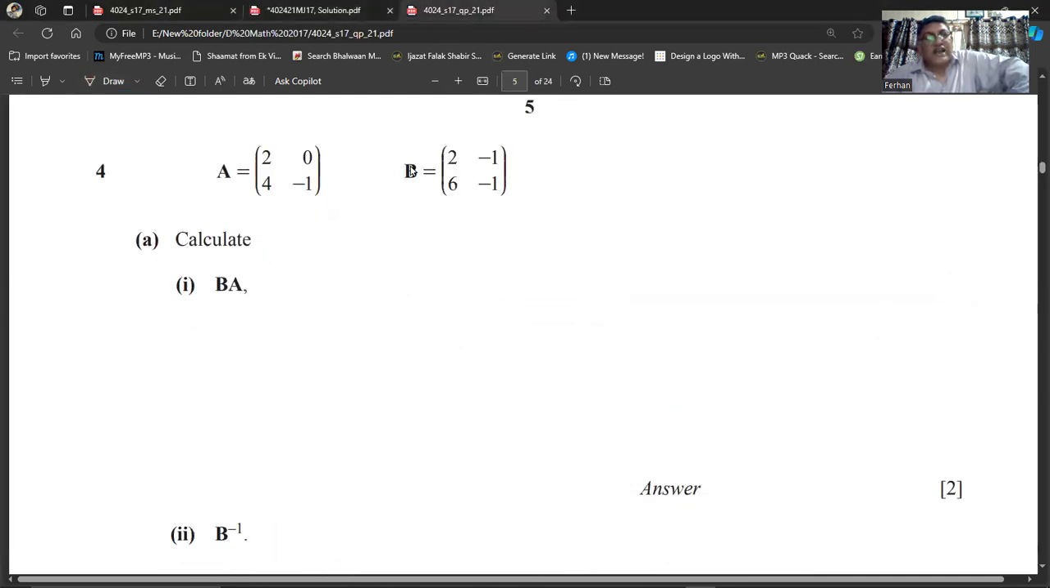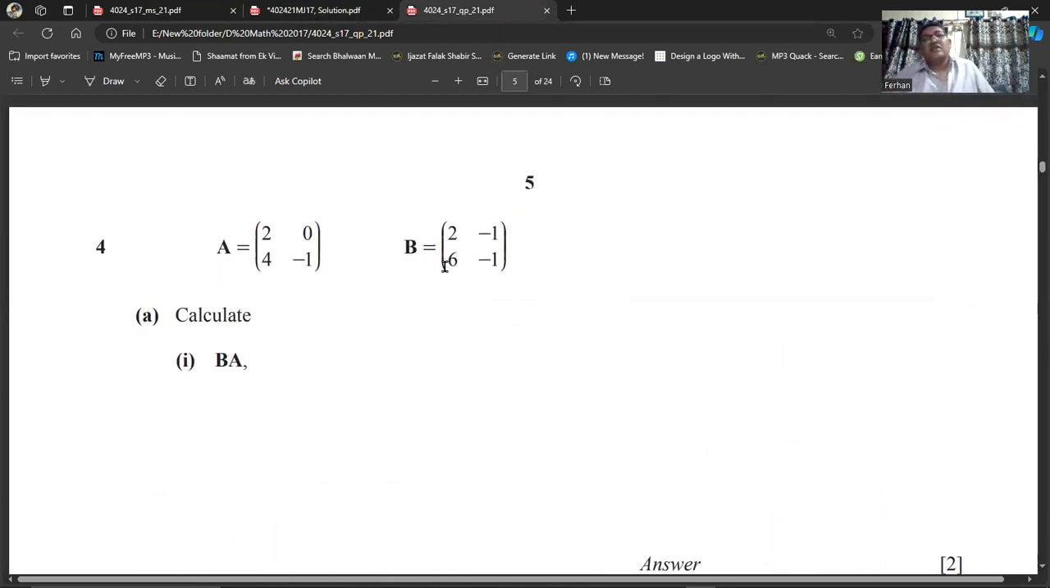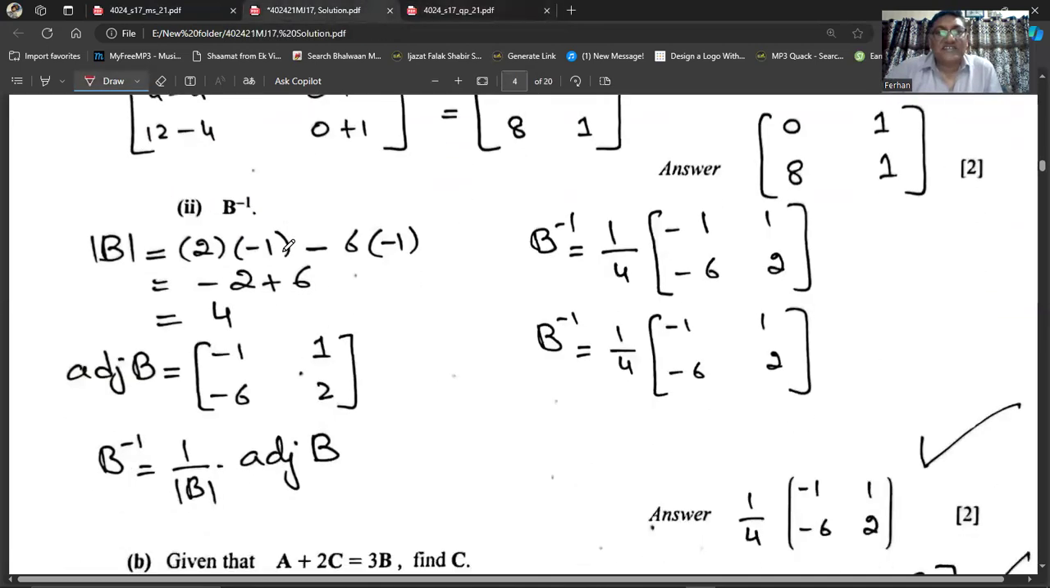Okay. Now they asked me the second part. They want me to find out the B inverse. How do you find the B inverse? You will take this matrix and you will find its determinant. Then you will find its adjoint. Then you will apply the formula that the B inverse is equal to 1 by B determinant into adjoint of the B. So let me show you how this is done.